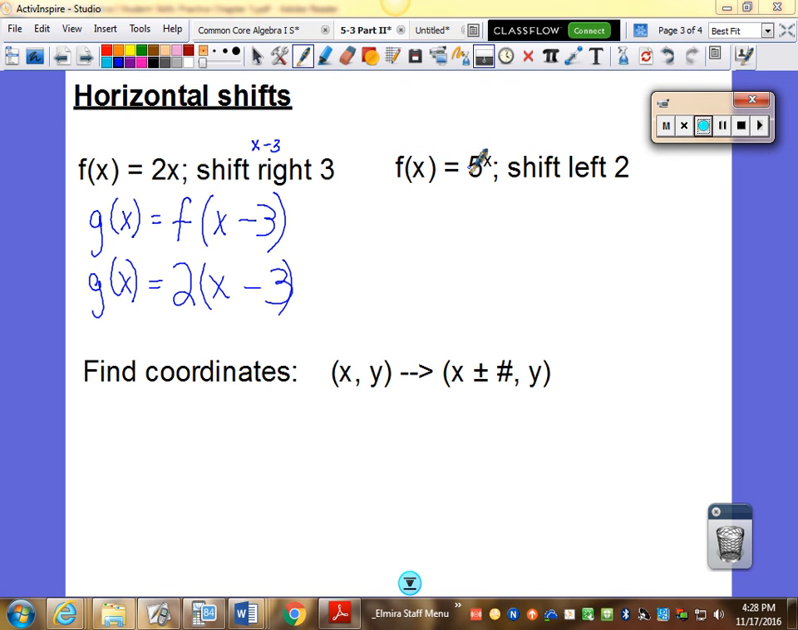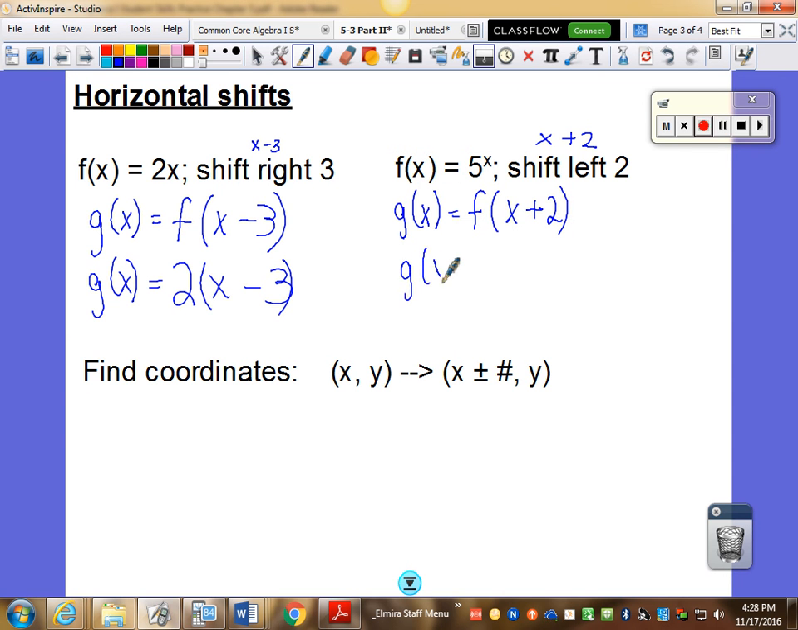Okay, let's look at the other example. F of x equals 5 to the x power, and it says shift left 2. So that means we're going to add 2, because remember I said in our last lesson that left seems like it would be subtract, but x always works in the opposite direction of what you think it's going to do. So our g of x equals f of x plus 2.